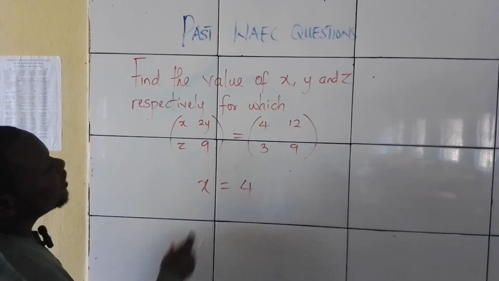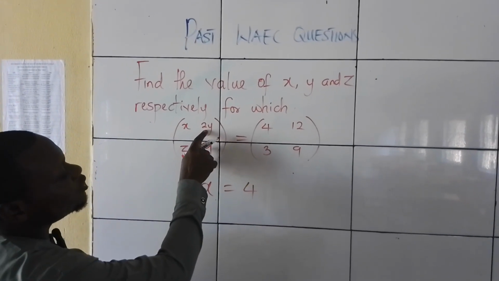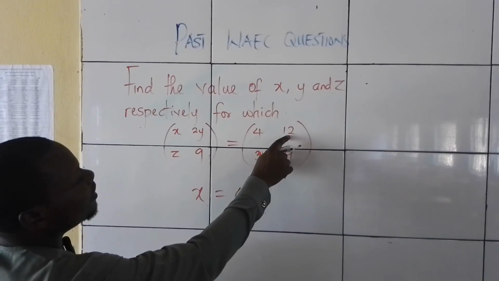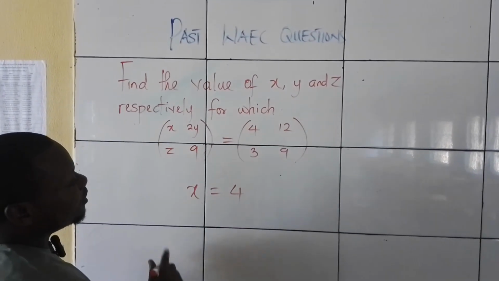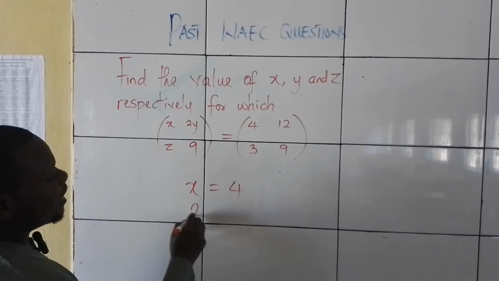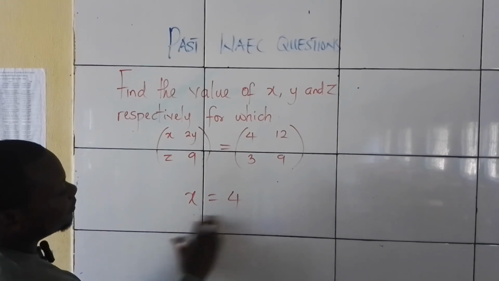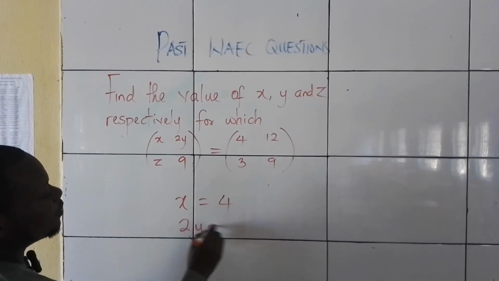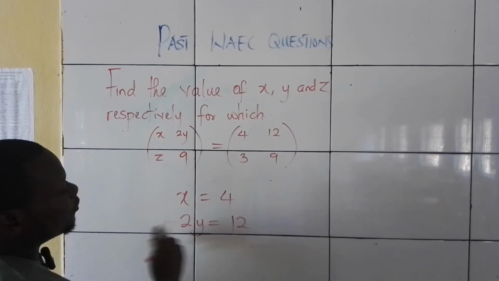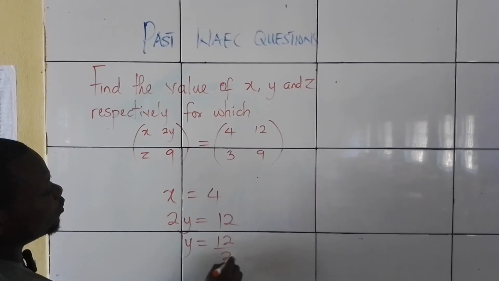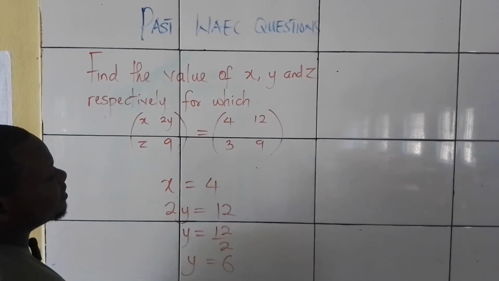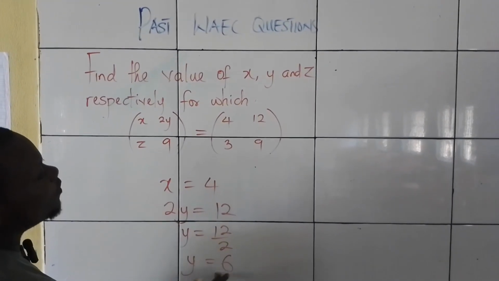Then the second element here is 2y, and the second element there is 12. Since they are equal, we have 2y equals 12. From here, we divide both sides by 2. y will give us 12 over 2, and y equals 6. So x equals 4, y equals 6.